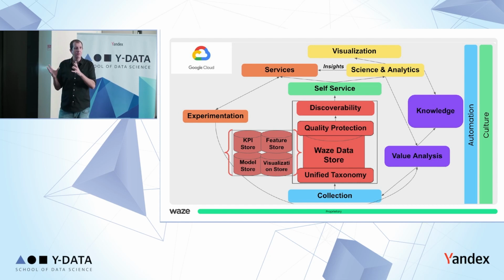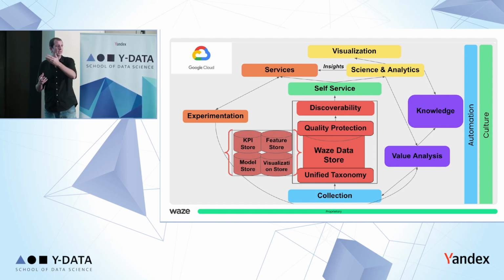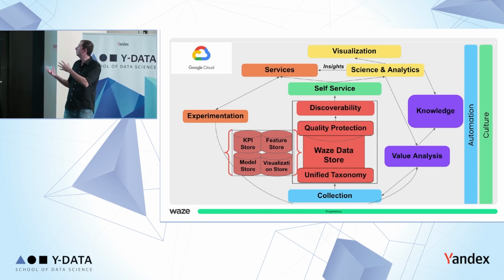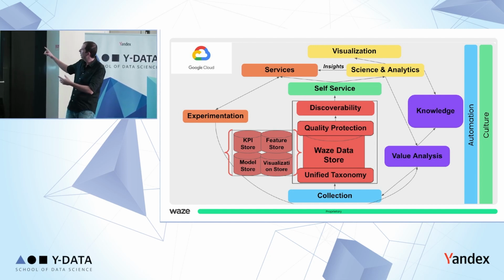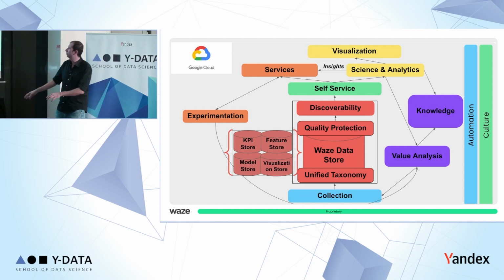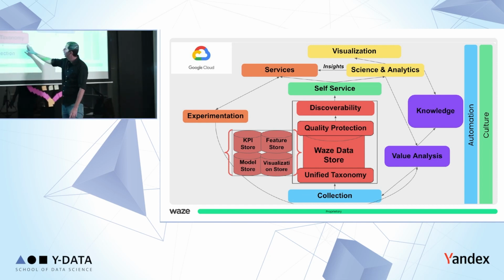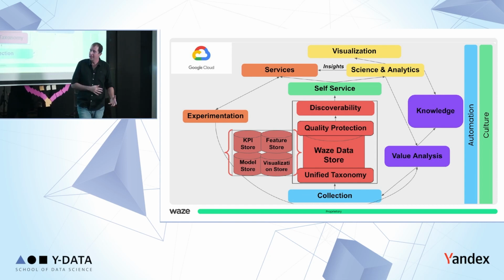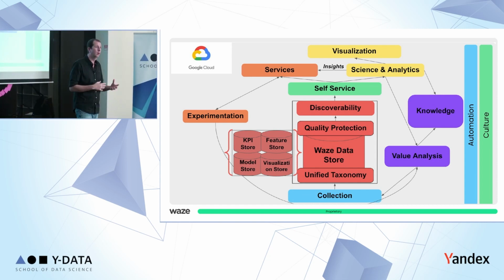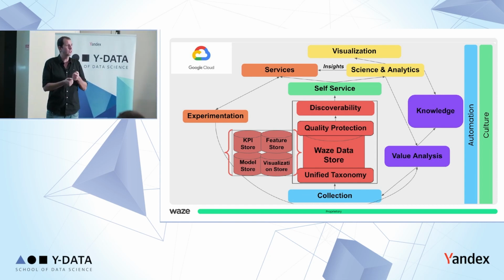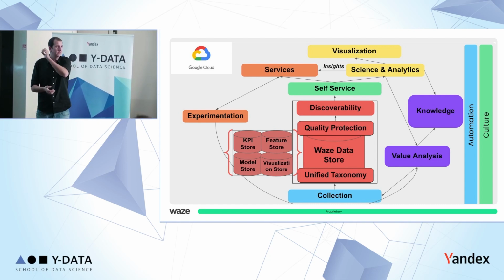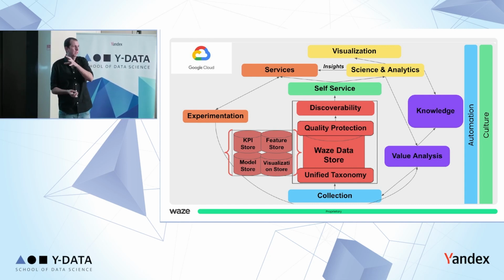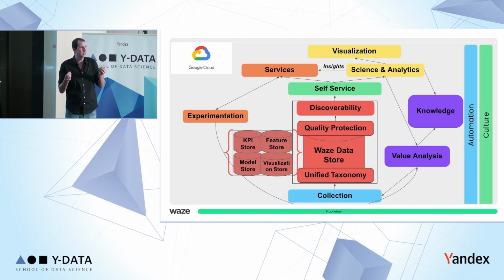This is like a general framework of all the tools and the ecosystem, the learning ecosystem that we have at Waze. So you have the visualization tool, you have knowledge accumulation, everything goes to a unified taxonomy. You have a data store, you have a KPI store, you have a feature store. All of these things are essentially making sure, and you can do fancy stuff on top of GCP, or you can just use a spreadsheet to map it if you're a startup.